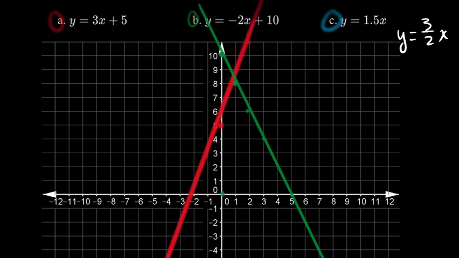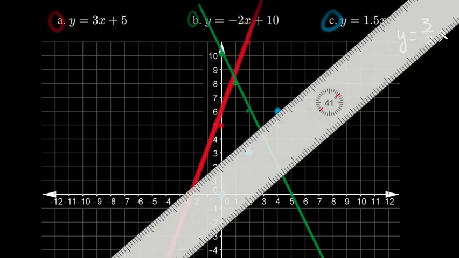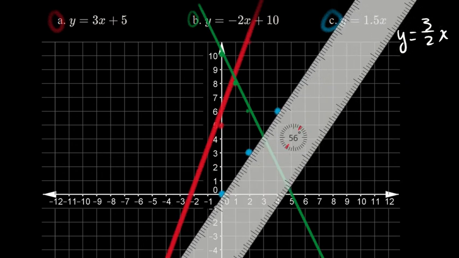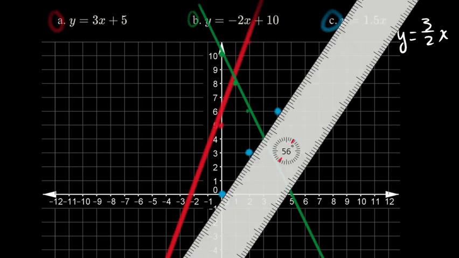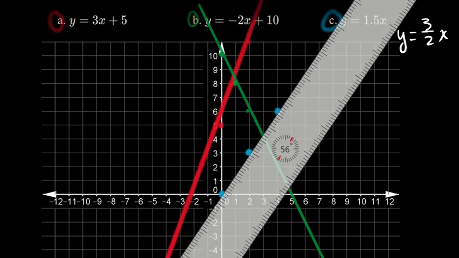So I'm going through the origin, and from that point I'm going to go up 3 units and to the right 2. So up 1, 2, 3, over 2. And I'll do it again, up 1, 2, 3, over 1, 2. And with those points, then I'll line up my straight edge, and I'll just rapidly do this as quick as you can.